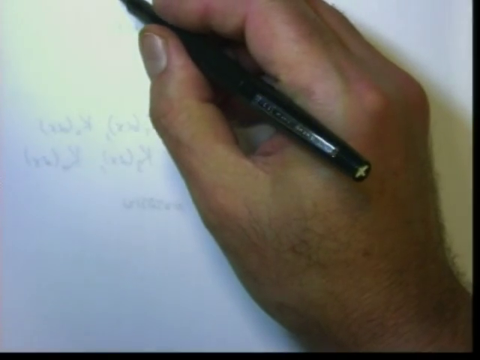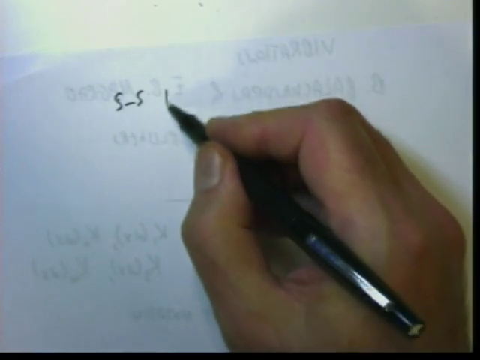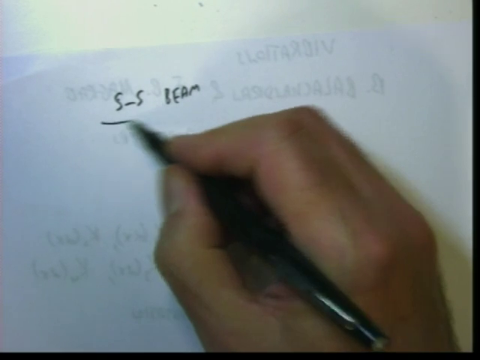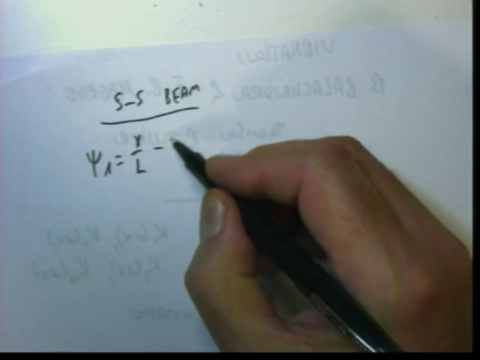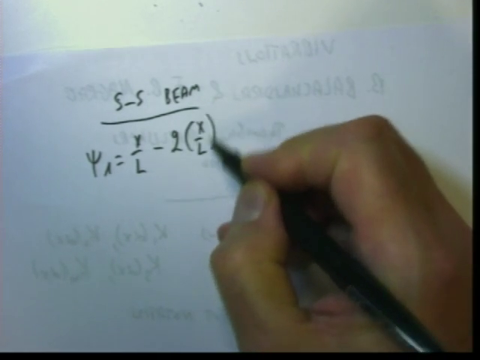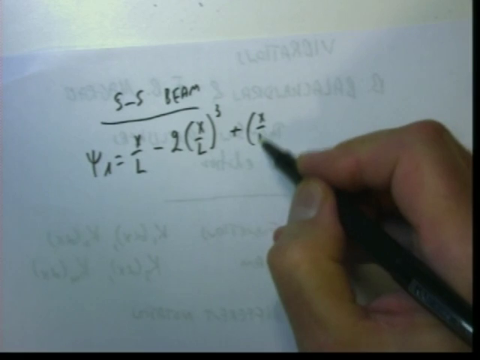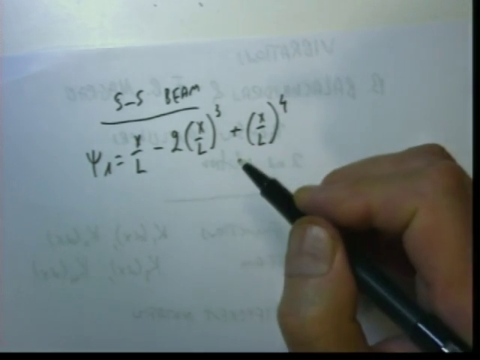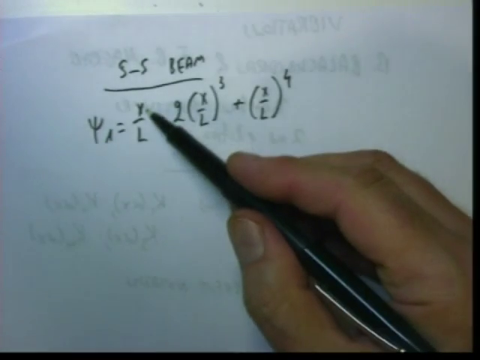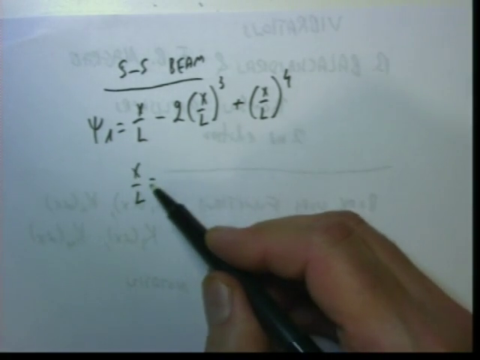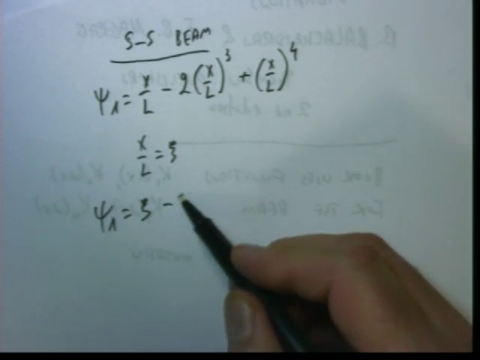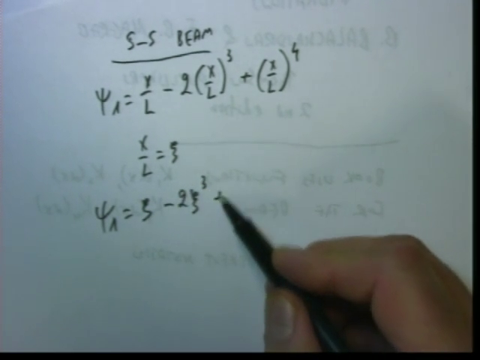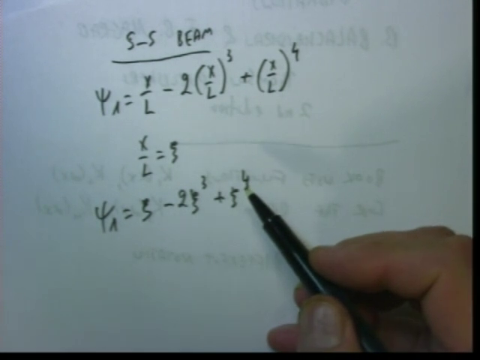Now for the simply supported beam, I think we obtained psi 1 equals x over L minus 2 x over L cubed plus x over L in fourth power. So the difference is that x over L equals xi, so we obtain psi 1 equals xi minus 2 xi cubed plus xi in fourth power.